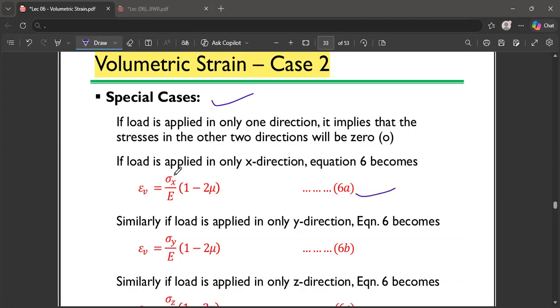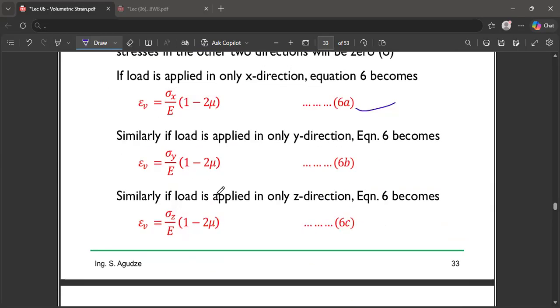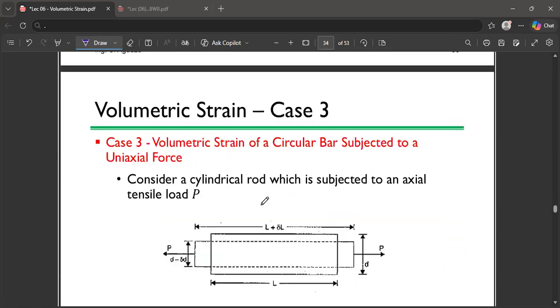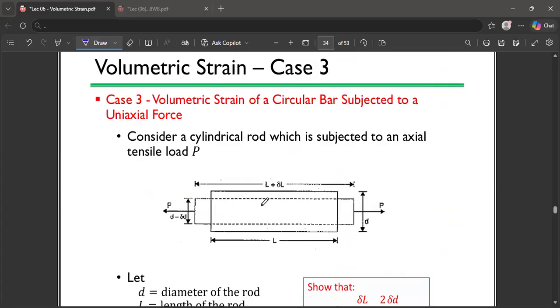Volumetric strain is going to be the stress at x all over E multiplying 1 minus 2 mu. Okay, so it proceeds like that. If it's as y, that is it. If it's as z, that is how it will look like. Good. So let's just quickly look at case 3 and see if we can solve some questions since we are already caught up by time.